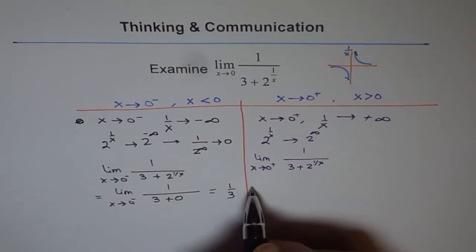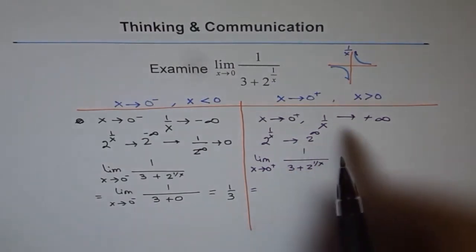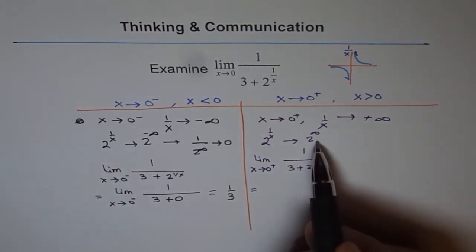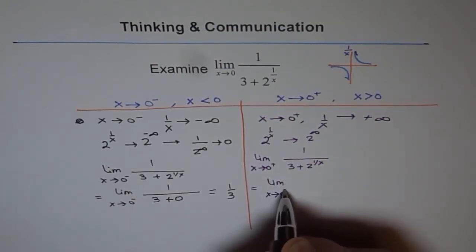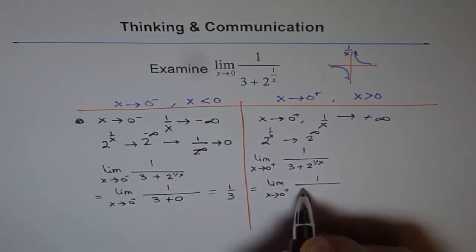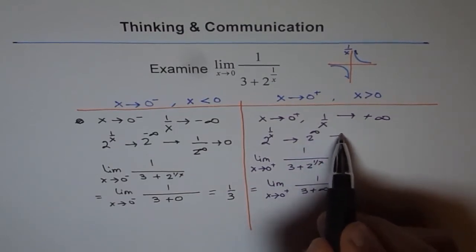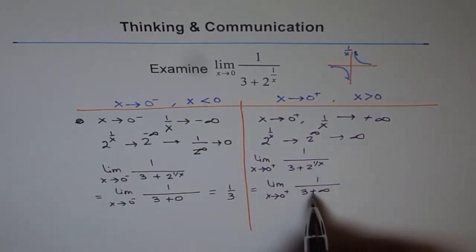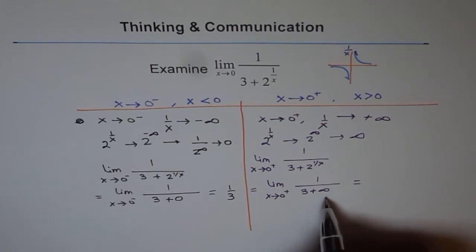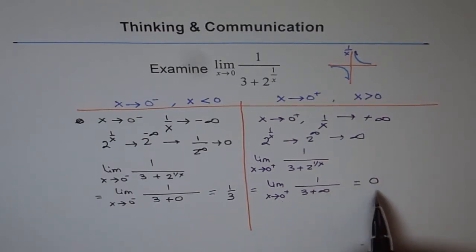Now as you have seen here, approaching from the positive side, 1 over x becomes infinity, right, 2 to the power of infinity. So I can write this function as the limit as x approaches 0 from the positive side of 1 over 3 plus infinity, correct? Because 2 to the power of infinity is what? 2 to the infinity is a very large number. It's infinity, not 0. Do you see that? So it becomes infinity. Now infinity is a very large number. 1 divided by infinity, a very large number, should give me 0, correct? So the right hand limit for this function is 0.